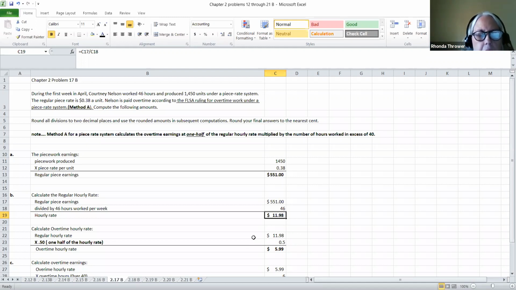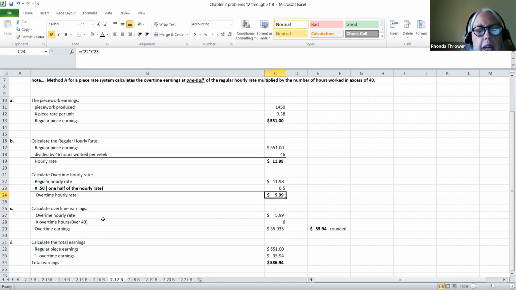Now, we're going to need to calculate the overtime hourly rate. And to do this, based on method A, it's 1/2 of the regular hourly rate we found before. So $11.98 is your regular hourly rate. We're going to multiply that by 50% or divide it by 2, and that will give you the overtime hourly rate. So the overtime hourly rate is $5.99.